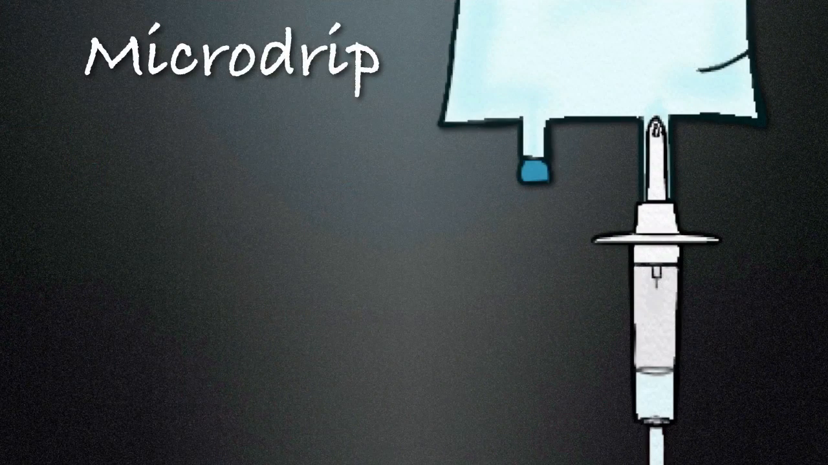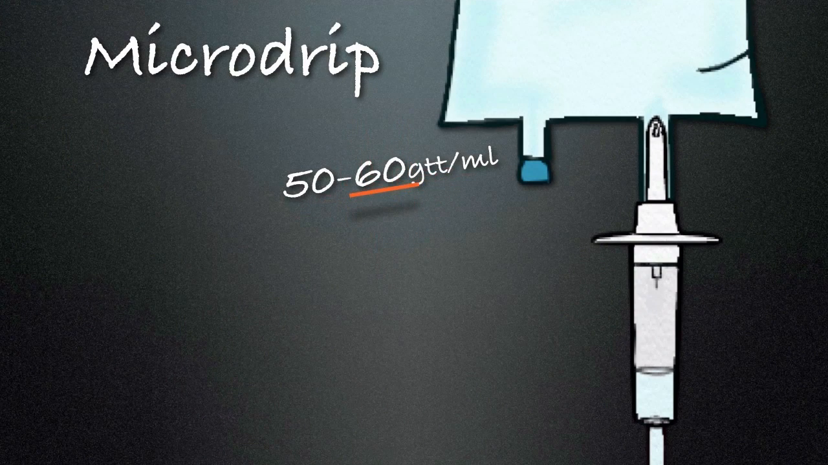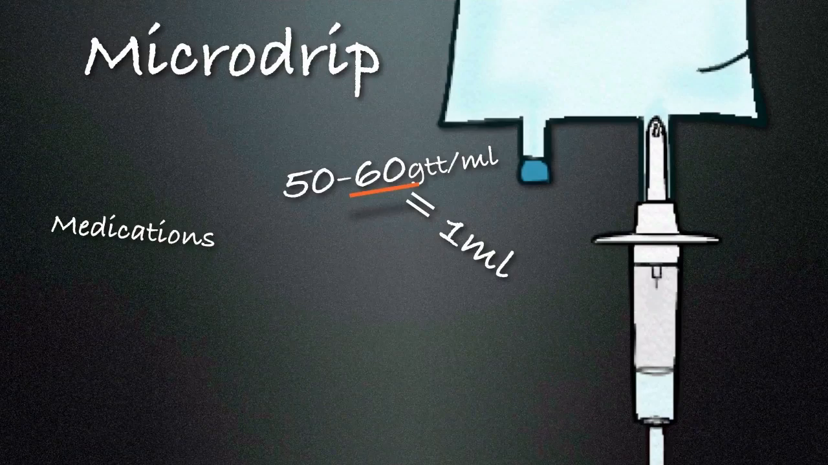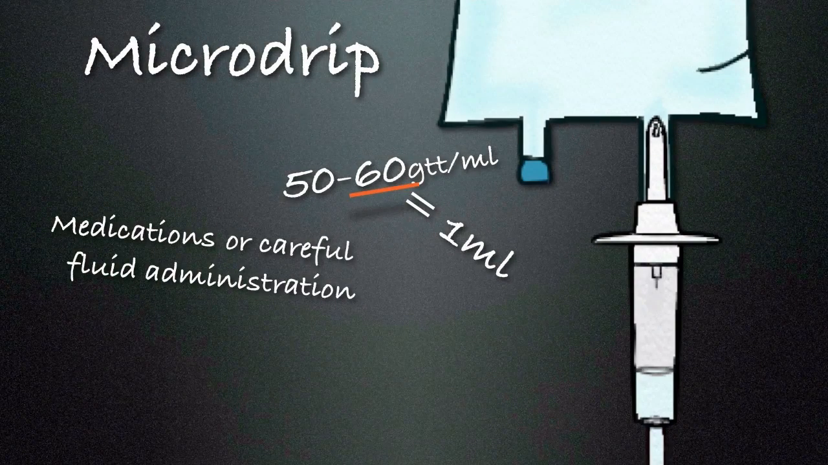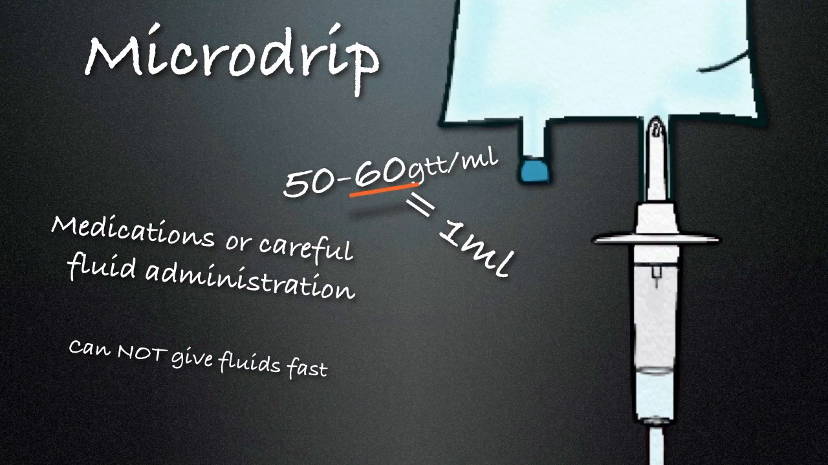Micro drip tubing is generally 50 to 60 drips per ml, meaning that if our tubing drip factor is 60, it will take 60 drips within the drip chamber to equal 1 milliliter. Quite a significant difference compared to macro drip tubing. Micro drip tubing is used in situations where greater control is needed over the IV fluid drip rate, such as with medication administration or solutions that have to be administered carefully. This tubing should not be used if you want to give fluid fast. It is typically only used for giving solutions at a rate of less than 100 milliliters per hour.